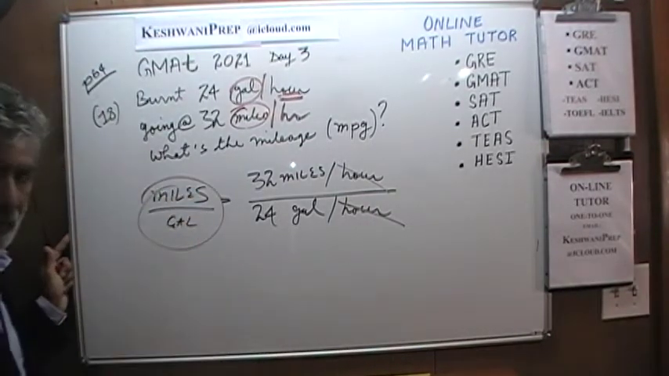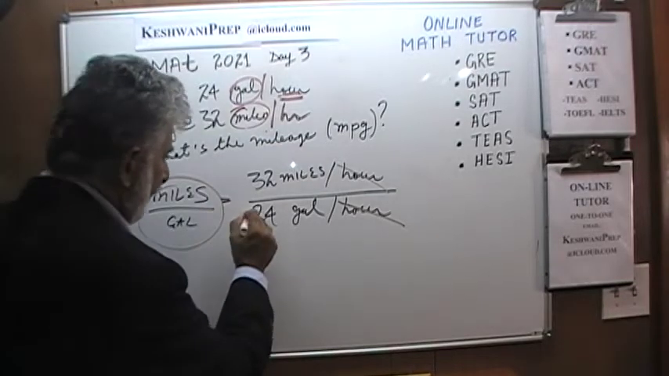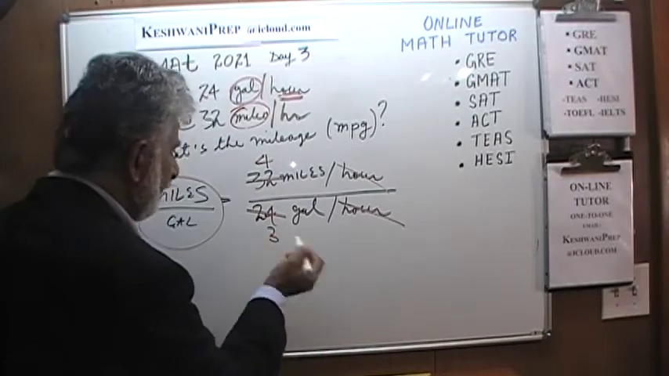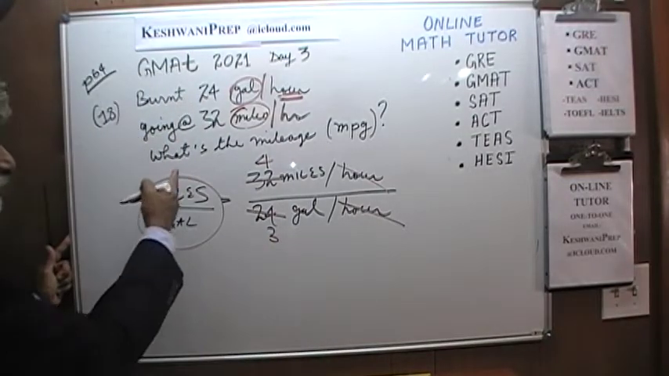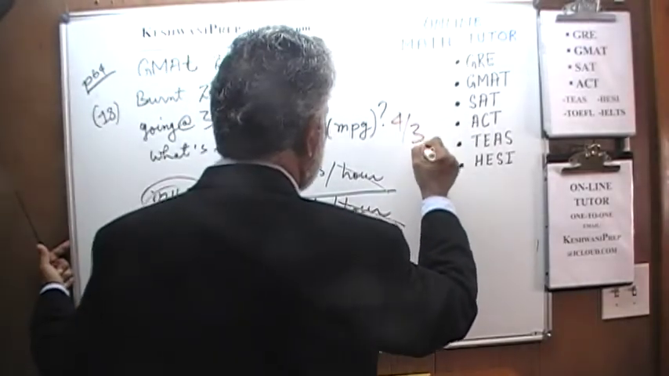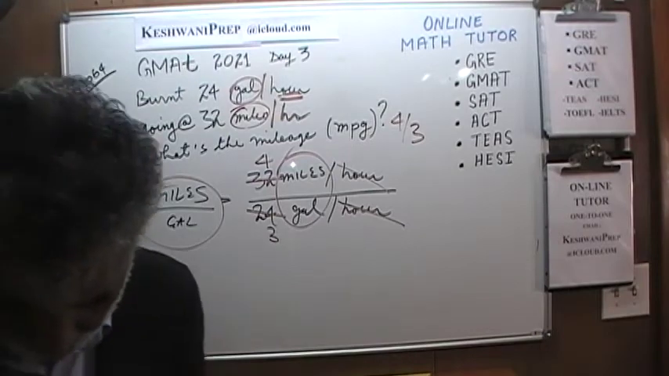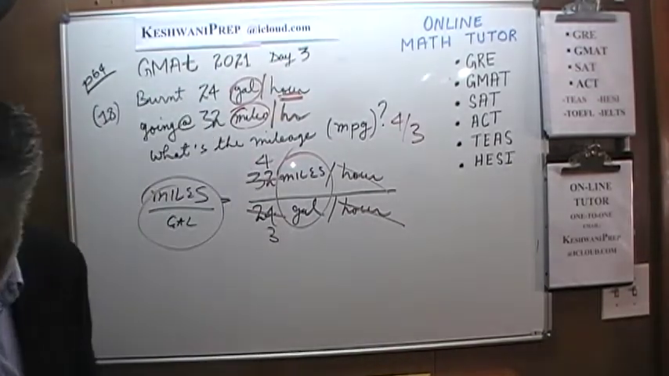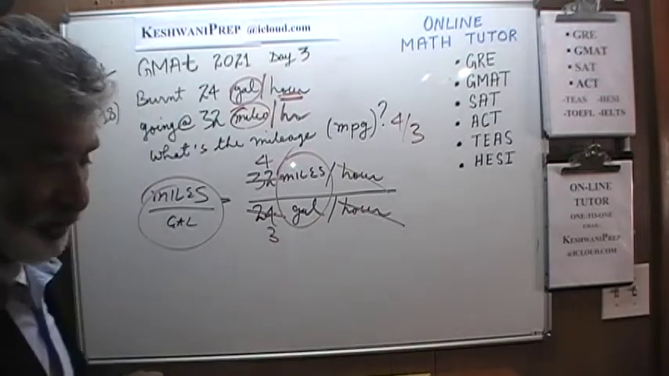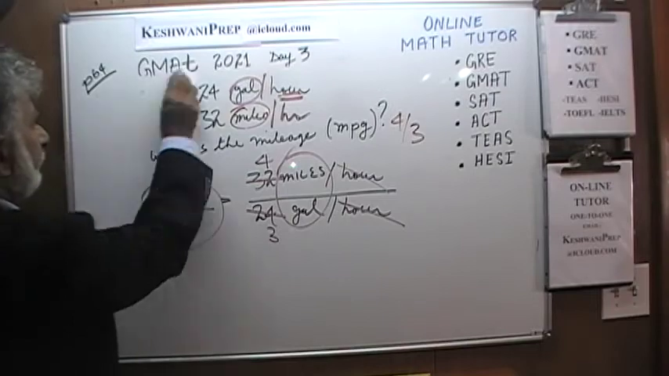Miles per gallon is what we're looking for. All you do is reduce it. 32 is a multiple of 8, and 24 is a multiple of 8. Let's divide top and bottom by 8. 32 has 4 8s and 24 has 3 8s. The mileage was 4/3 miles per gallon. I believe it's answer choice D, D as in David. Let's do the next one, number 19.